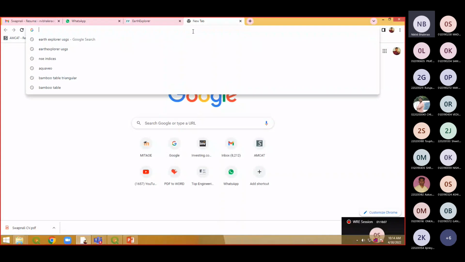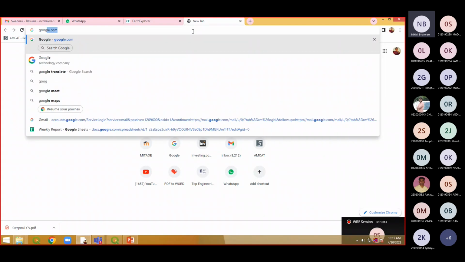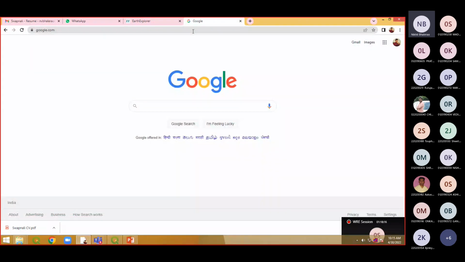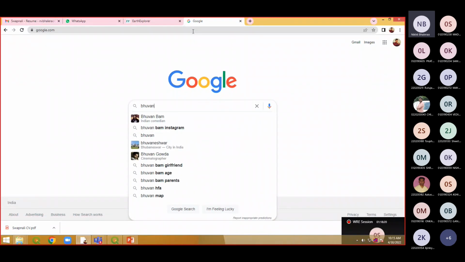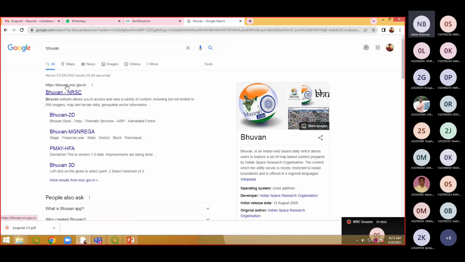Along with that, if you are interested in the datasets which are used for India, you can search on Google, type the name Bhuvan. Okay, so you will see there is one website, bhuvan.nrsc.gov.in. This is our Indian Space Research Organisation, ISRO. They are providing these particular data sets free of cost.